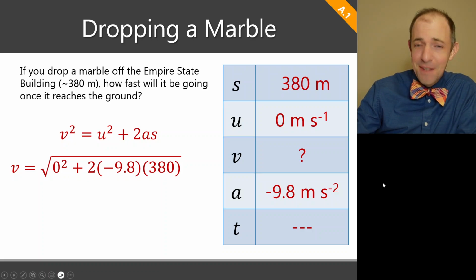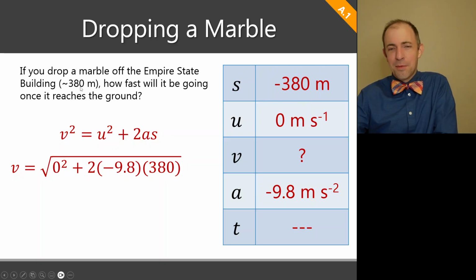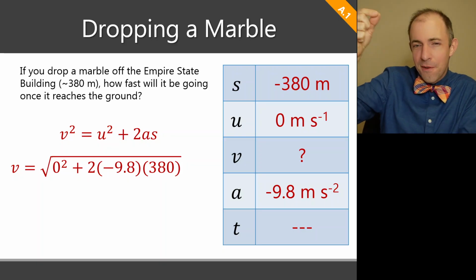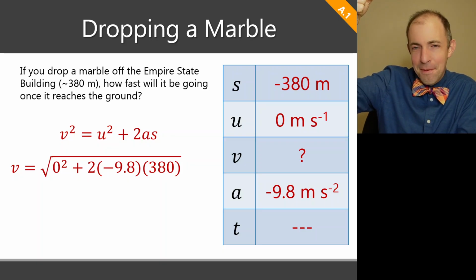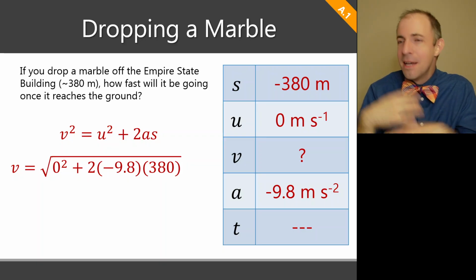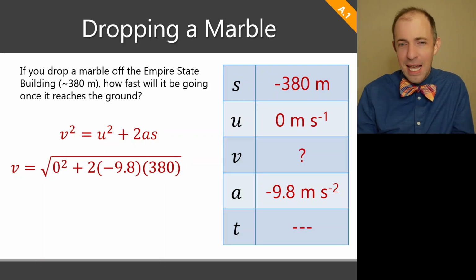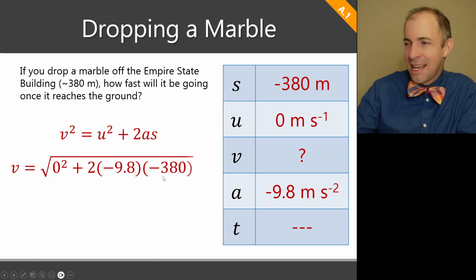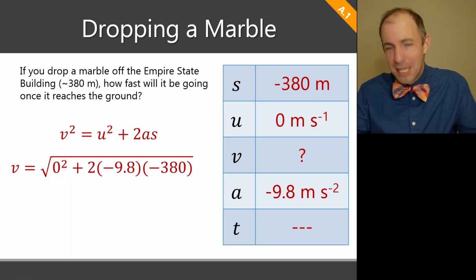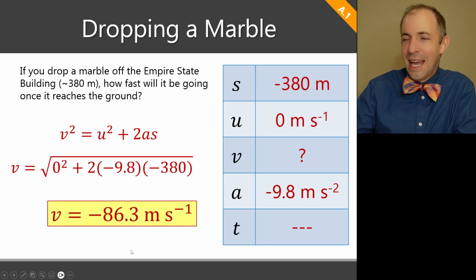If that is true, if down is negative, then our 380 also has to be negative. Here's why. This 380 in the problem tells you how tall the Empire State Building is, but the motion of the marble is that it starts at the top and it ends at the bottom. It is moving downward that entire time. Displacement is a vector, and vectors have a direction. So we're going to add that negative into our equation. Now the negatives will cancel each other out, and you end up taking the square root of a positive, and it gives you a value.